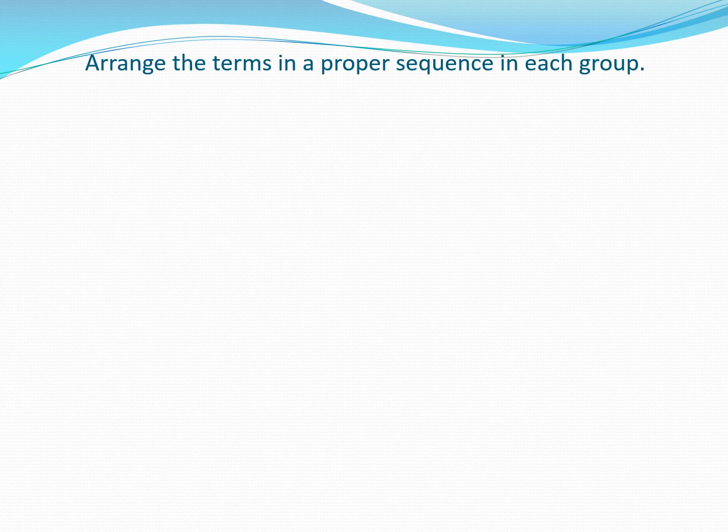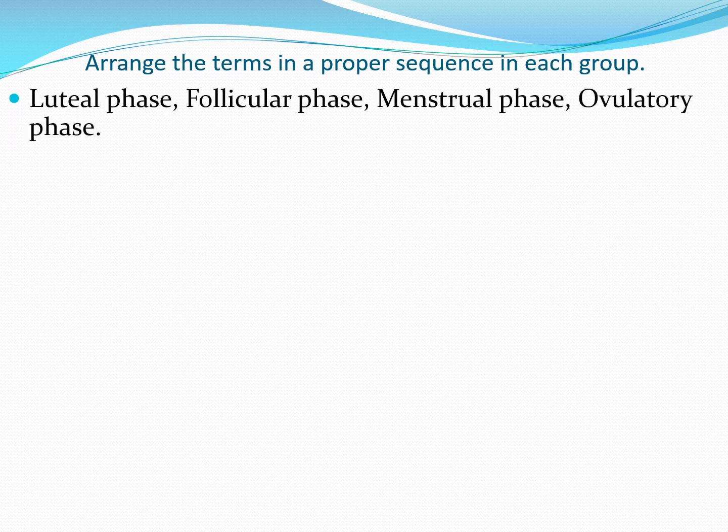Again here arrange the terms in a proper sequence in each group. Here again, first one, luteal phase, follicular phase, menstrual phase, ovulatory phase. These are the stages in the female menstrual cycle. So here first one is menstrual phase, followed by follicular phase, next ovulatory phase, and last one is luteal phase.